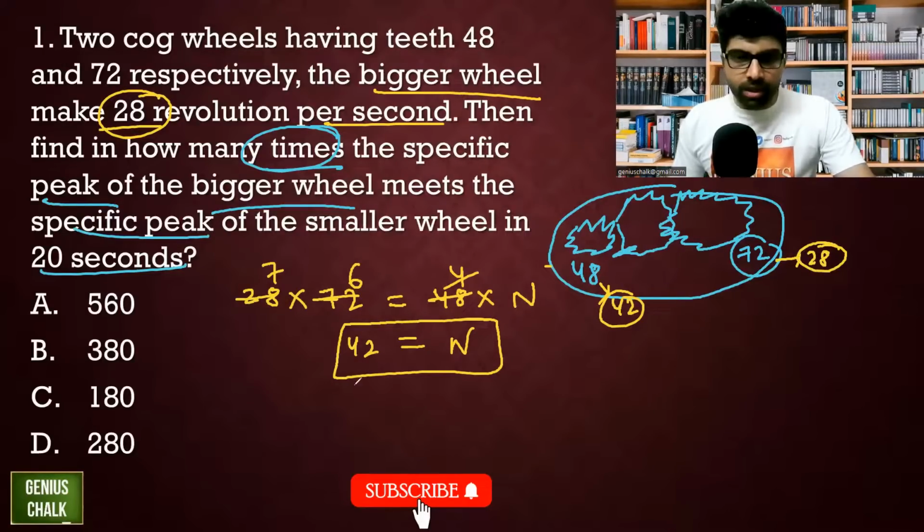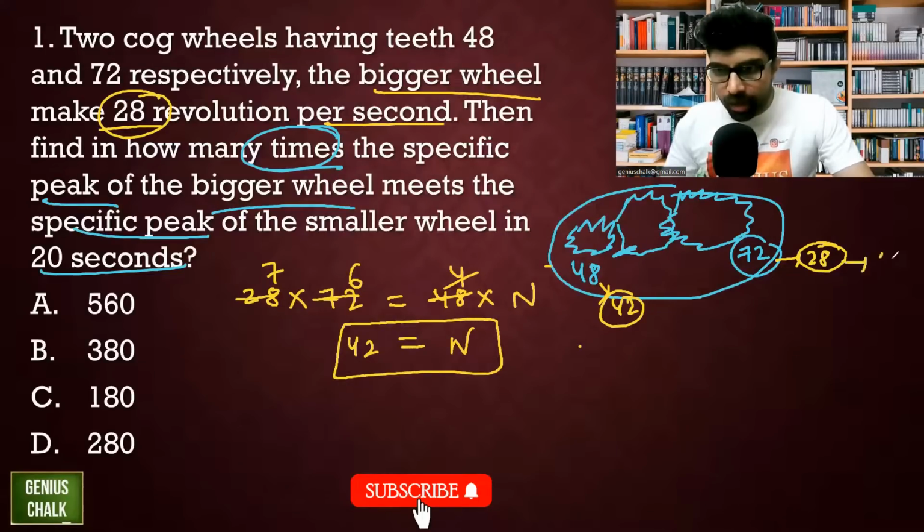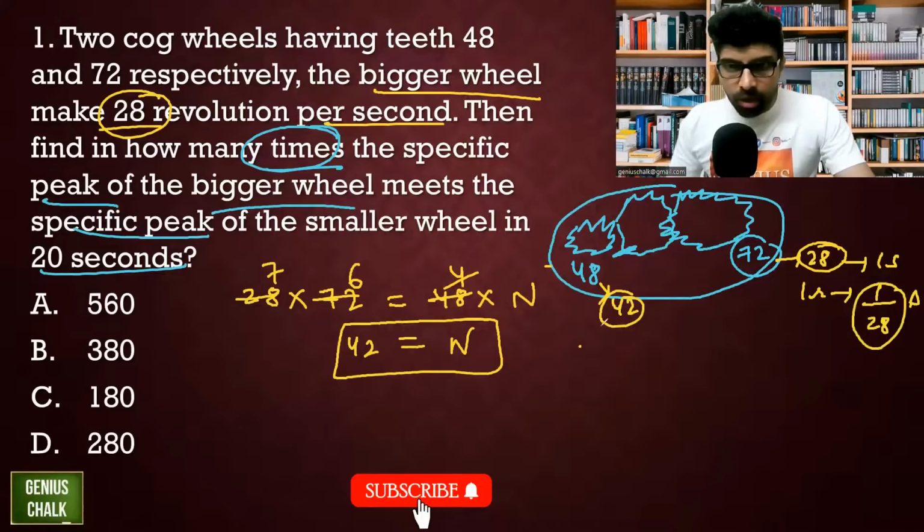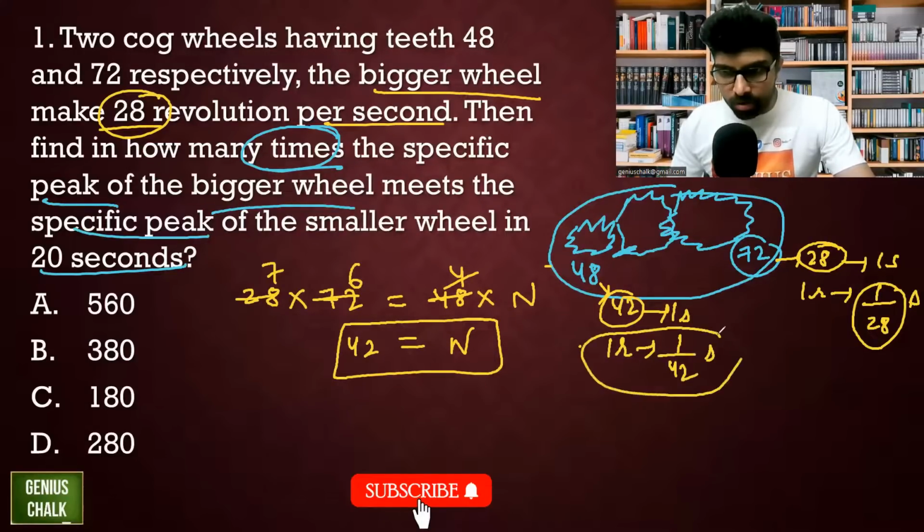So first thing we have to find this. Afterwards, we have to find the LCM of both the revolutions in seconds. So the first one is making 28 revolutions in 1 second, so one revolution it will make in 1/28 of a second. Another one is making 42 revolutions per second, in 1 second 42 revolutions, so one revolution will be taken in 1/42 seconds. So first let's find the time in which both the revolutions will be done.